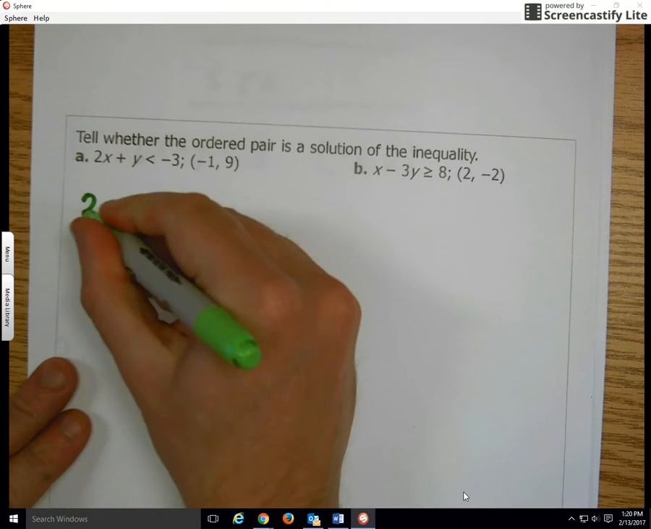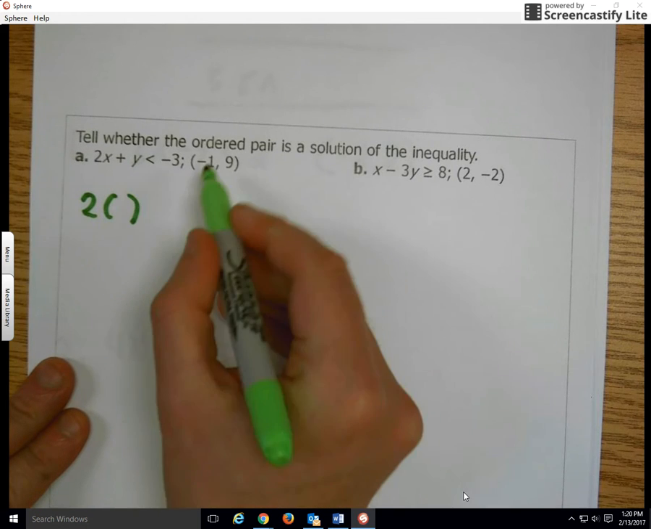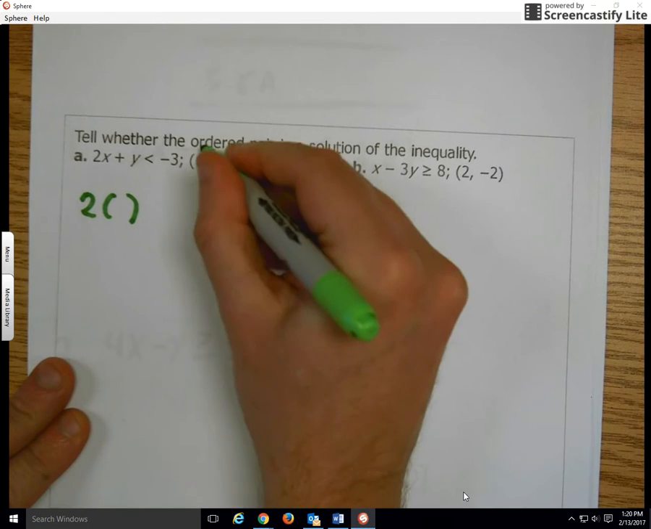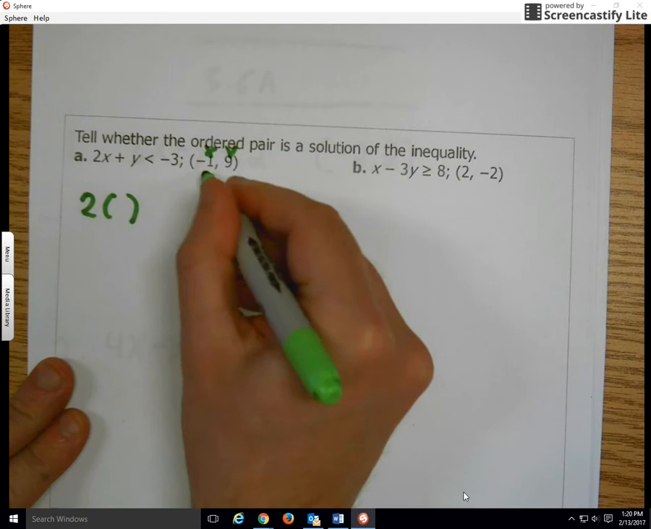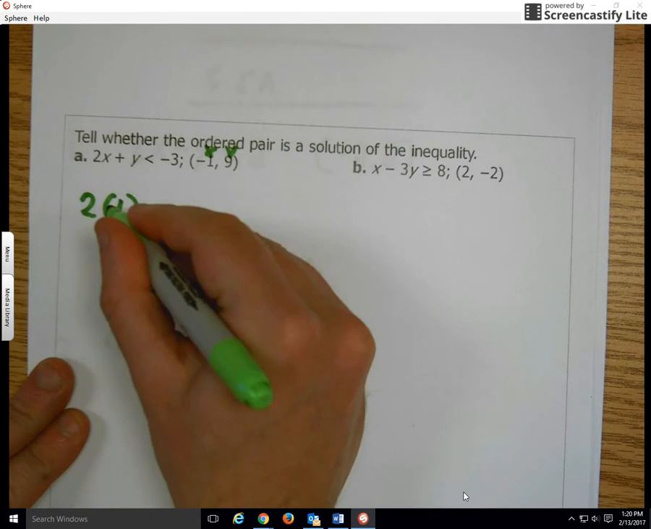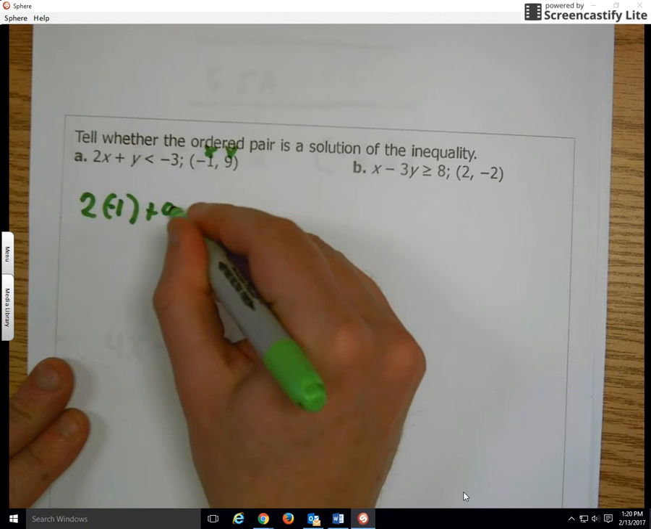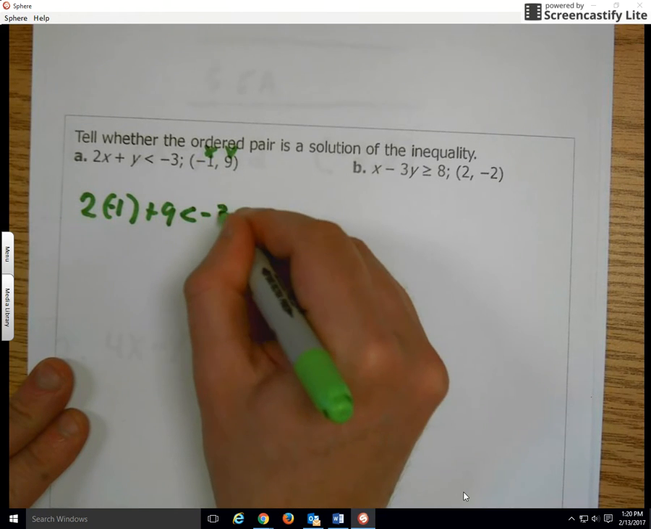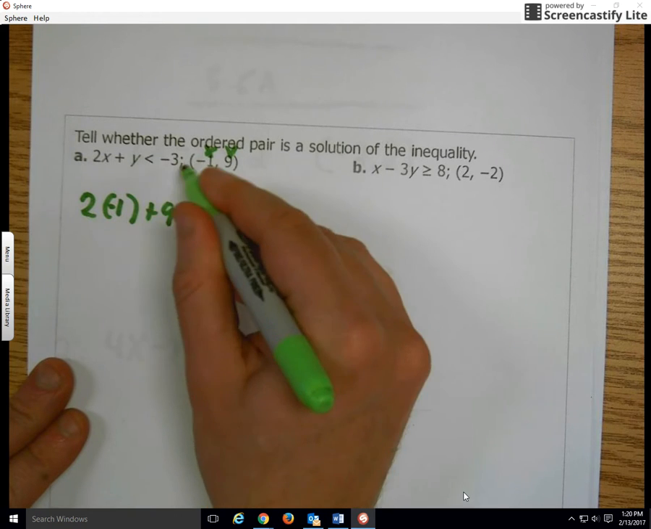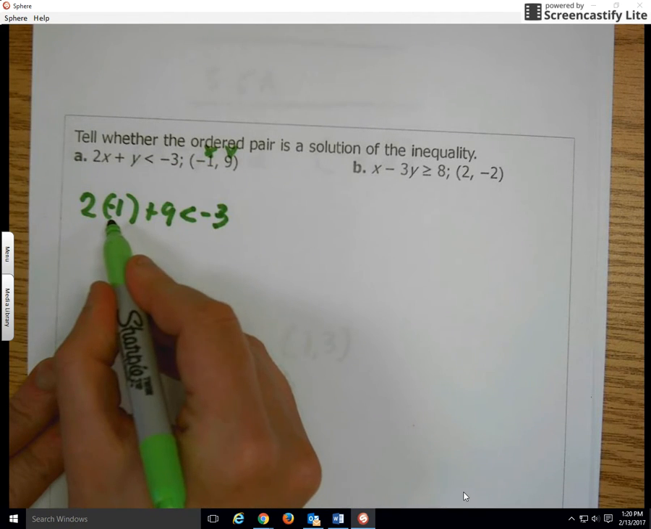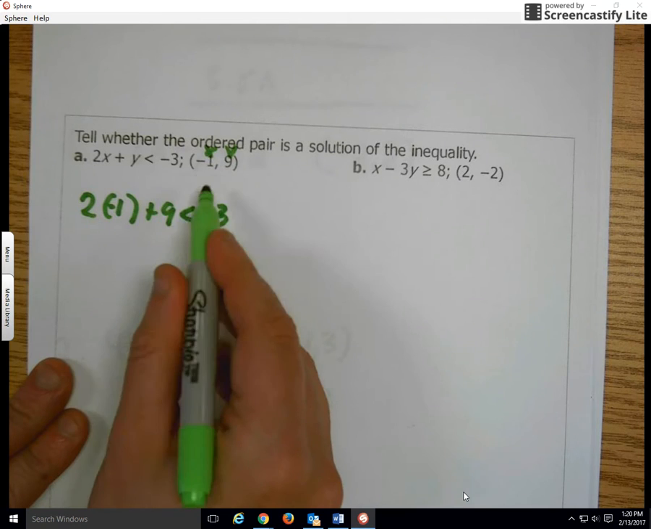So 2, but in place of the x, we can substitute what the x is. Remember, it's an ordered pair, so it's x and then y. So it'd be a 1. Oops, that's a negative 1. Plus, the y is a 9. Is less than a negative 3. We just brought everything else down. The only thing we put in was the negative 1 for the x and the 9 for the y.